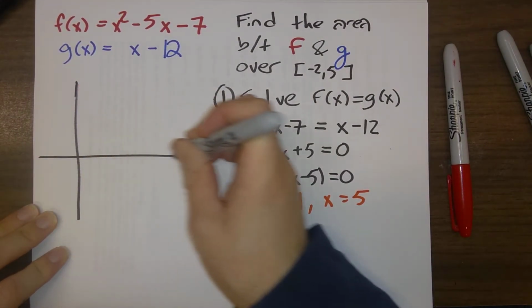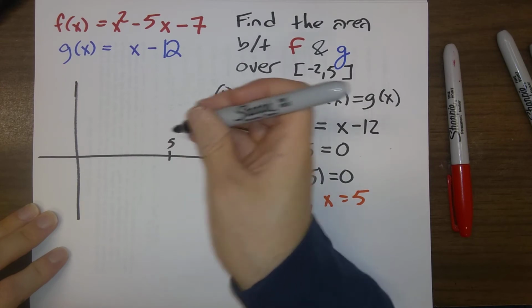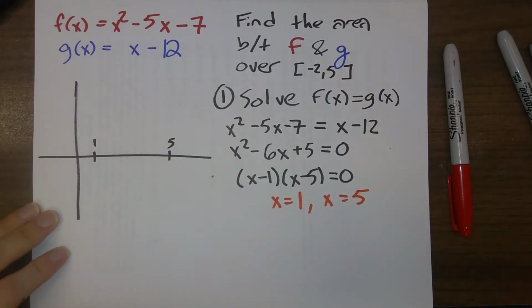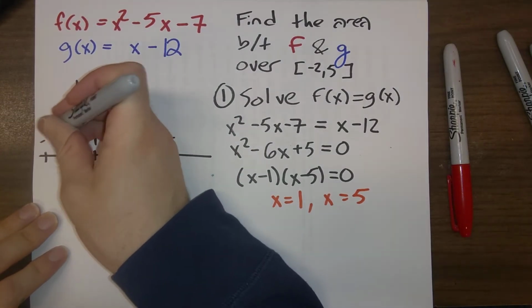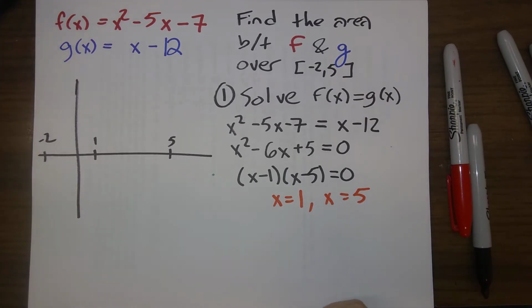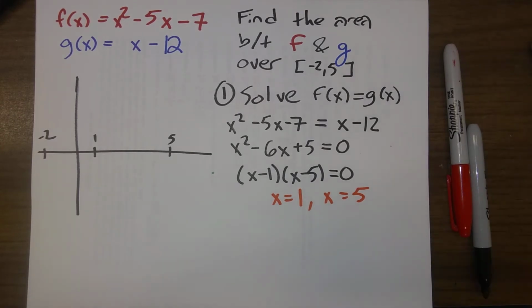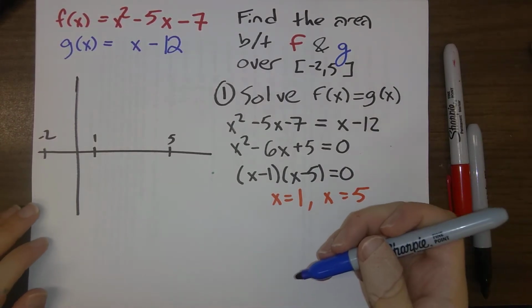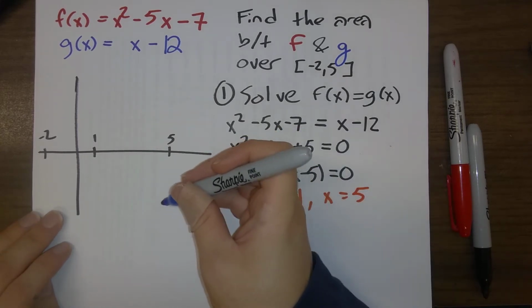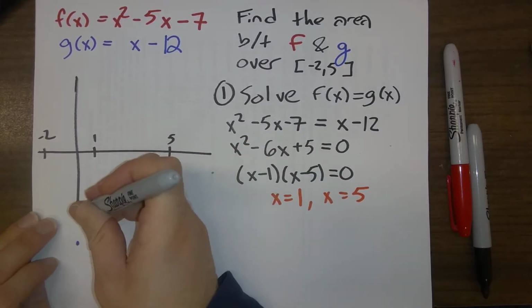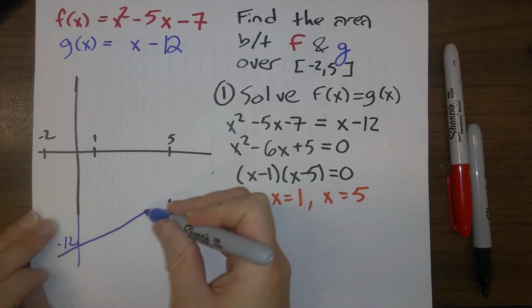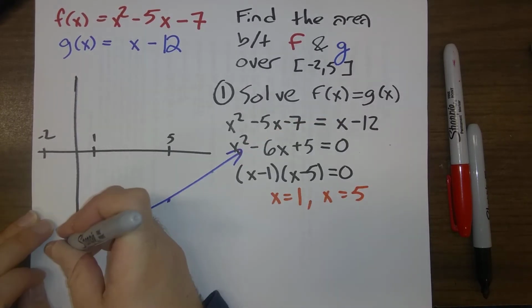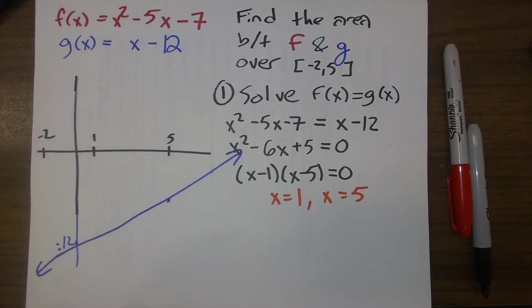And so let's draw some axes. There is a 5, there is a 1, and also we're being asked to go from minus 2 to 5. So let's put another little tick mark over there at minus 2. Now what do these functions look like? Well, x minus 12 is a straight line. When x is 0, we get minus 12. And so roughly speaking, that is what g of x looks like.